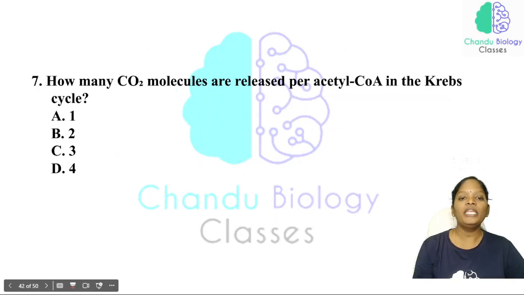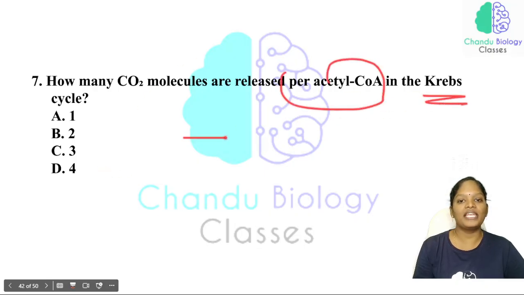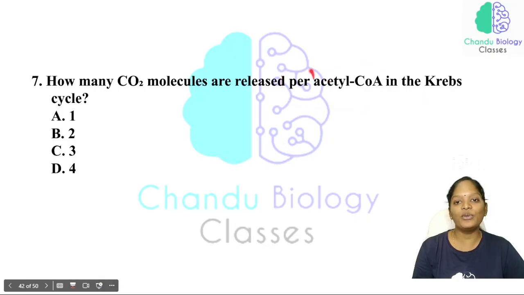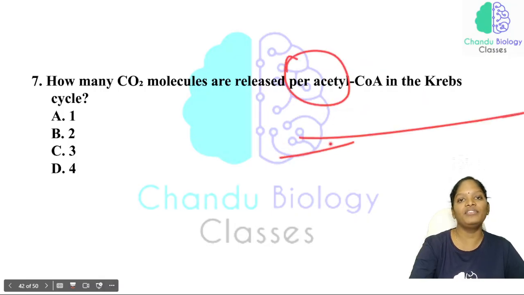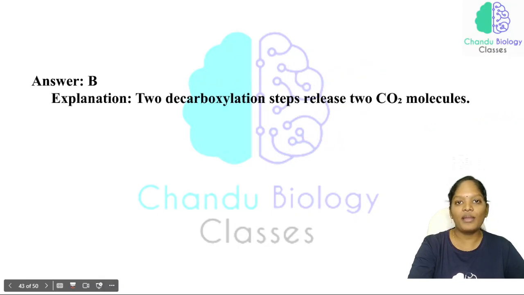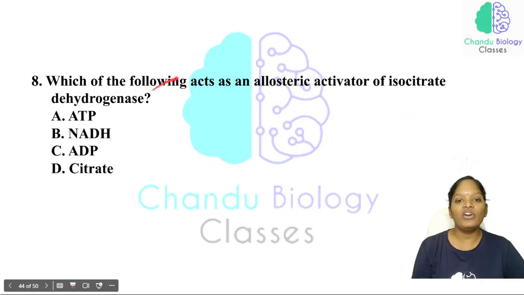How many carbon molecules are released per acetyl CoA in the Krebs cycle? It is not asking about 2 acetyl CoA, just per acetyl CoA. That will definitely be 2 carbon dioxide. Which of the following acts as an allosteric activator of isocitrate dehydrogenase?